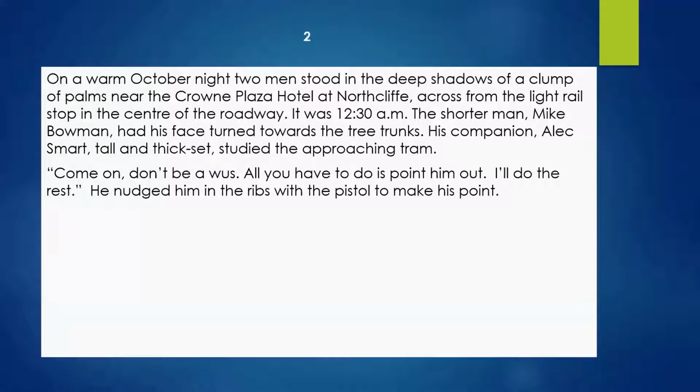On a warm October night, two men stood in the deep shadows of a clump of palms near the Crowne Plaza Hotel at Northcliffe, across from the light rail stop in the centre of the roadway. It was 12:30 a.m. The shorter man, Mike Bowman, had his face turned towards the tree trunks. His companion, Alex Smart, tall and thick-set, studied the approaching tram. "Come on, don't be a wuss. All you have to do is point him out. I'll do the rest." He nudged him in the ribs with the pistol to make his point.